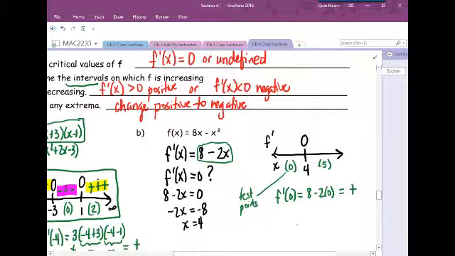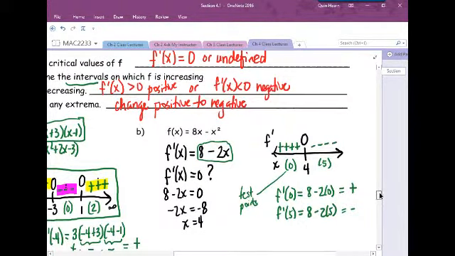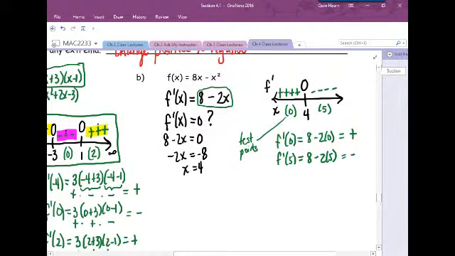Okay, so let's go ahead and figure out what would f prime of 0 be. 8 minus 2x, so we're going to have 8 minus 2 times 0, which is definitely a positive value. So we're going to have all positive values on the left. And f prime of 5 would be 8 minus 2 times 5. 8 minus 10 is a negative value. So these are all going to be negative values.